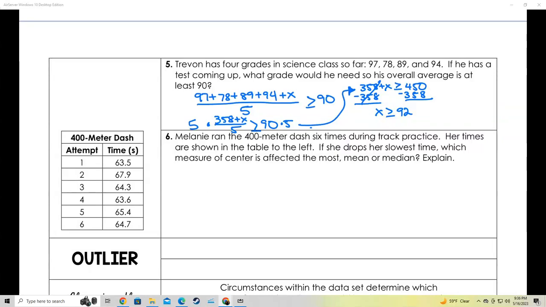First we've got to figure out the mean and the median right now. Then we're going to drop the lowest score. We're going to find the median, and then we're going to see which one got affected the most. So first, let's start with all scores.